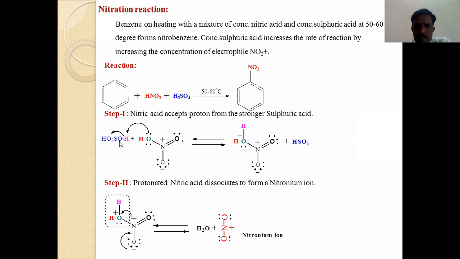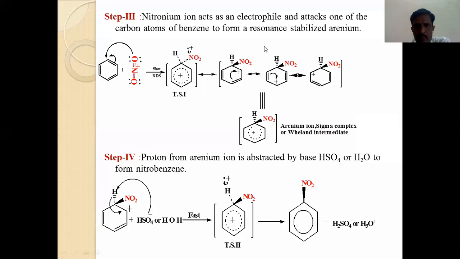In the first step, sulfuric acid donates a proton to nitric acid and a complex is formed. In the second step, the nitric acid complex eliminates a water molecule and a nitronium ion is formed. And this nitronium ion acts as an electrophile to attack the benzene molecule. See here, in step third, what happens? The nitronium ion, NO2+, generated in step second, attacks this benzene molecule, and this step is slow, so it is the rate determining step.